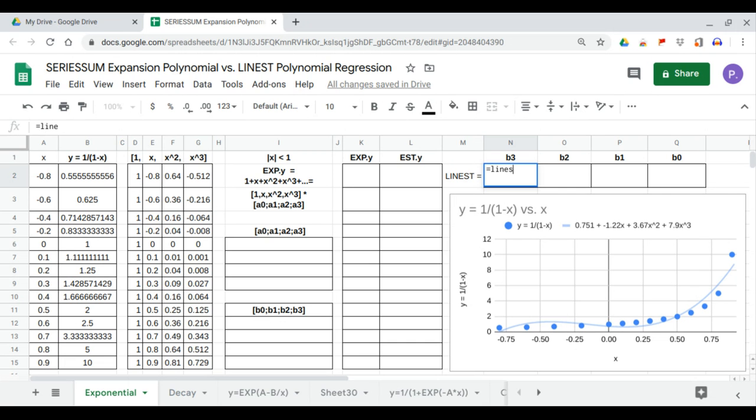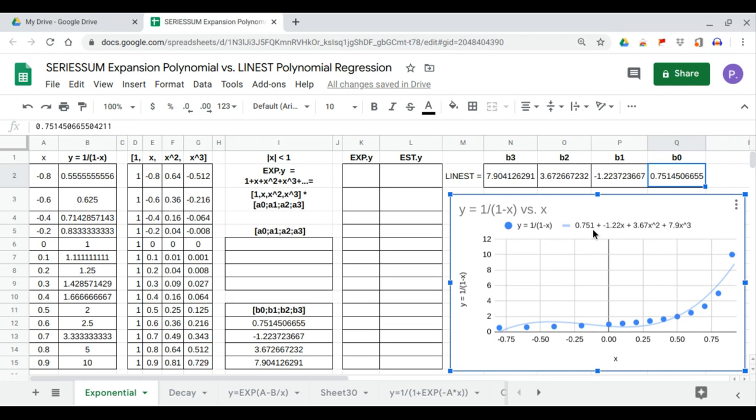LINEST of data y and data x. This time we'll use this. Our B0, 0.751, is rounded up, it matches our equation. So that's our 0.7514, but rounded up as 0.751. Our B1 is negative 1.2237, rounded up as negative 1.22, and that's our B1.